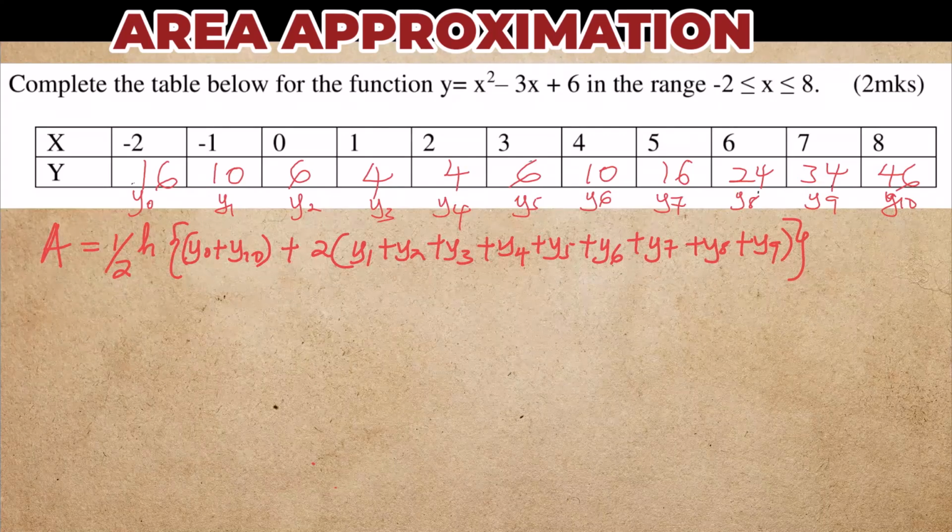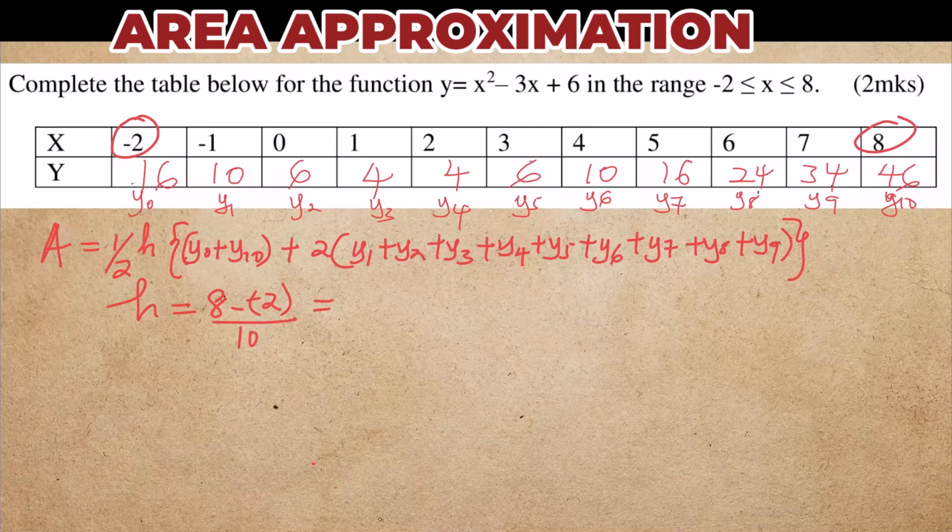Since we have the width, there is another way of calculating it. You can also get this width, which we have identified as 1. The width of each strip is 1. You can get it by taking the difference in the interval. You are using the interval from -2 to 8. So get the difference, 8 subtract -2, then divide by the number of strips that you want. And the number of strips are 10. We need 10. So this one will give you 10 over 10, and the width will be 1.